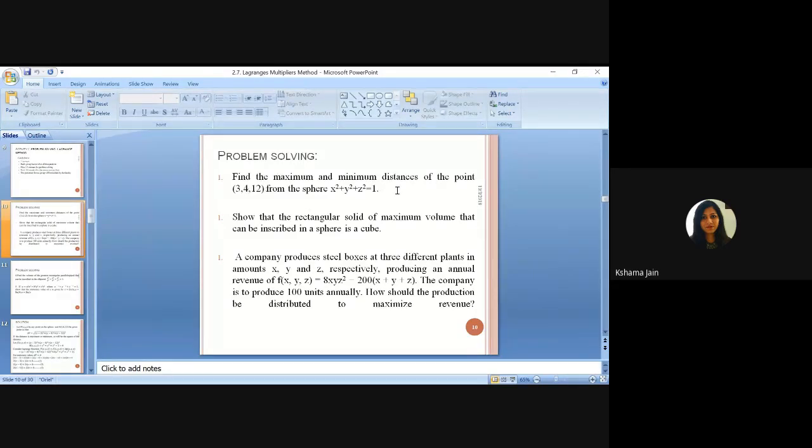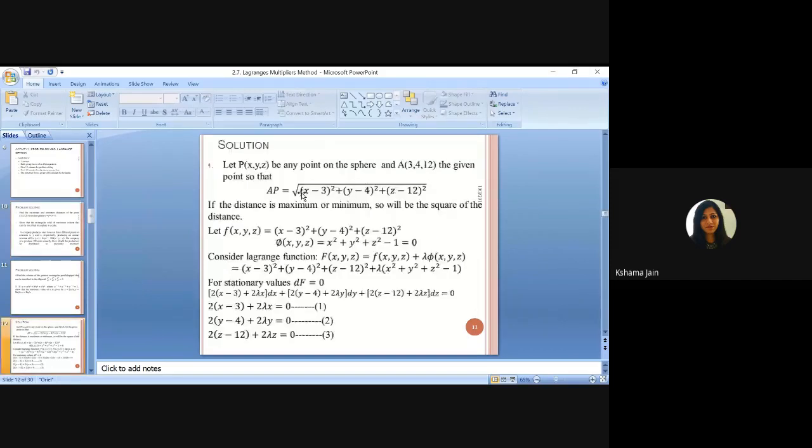Okay, I will show you the solution of this here. See, (x minus 3) whole square plus (y minus 4) whole square. This is the distance formula already. It's of ninth or tenth standard. Our work is to find its maximum and minimum, and the condition is already given, x square plus y square plus z square equal to 1. Okay, so we have two functions. The first function is this and the other function is this.